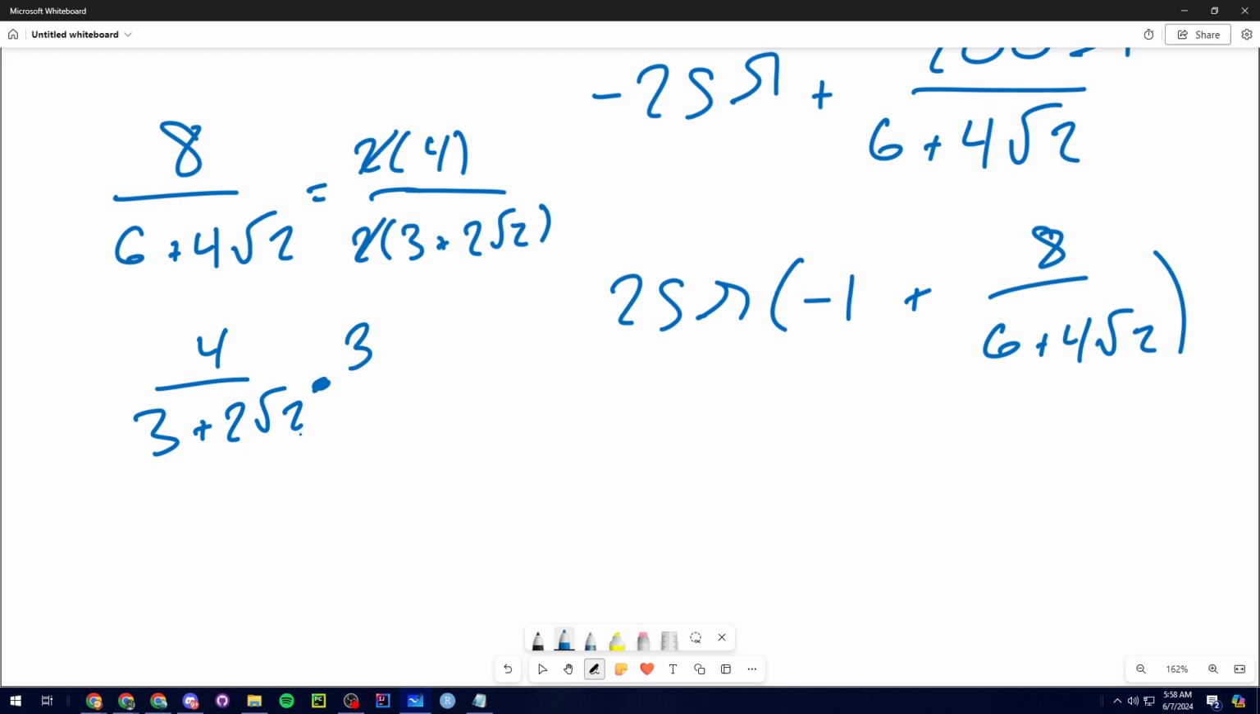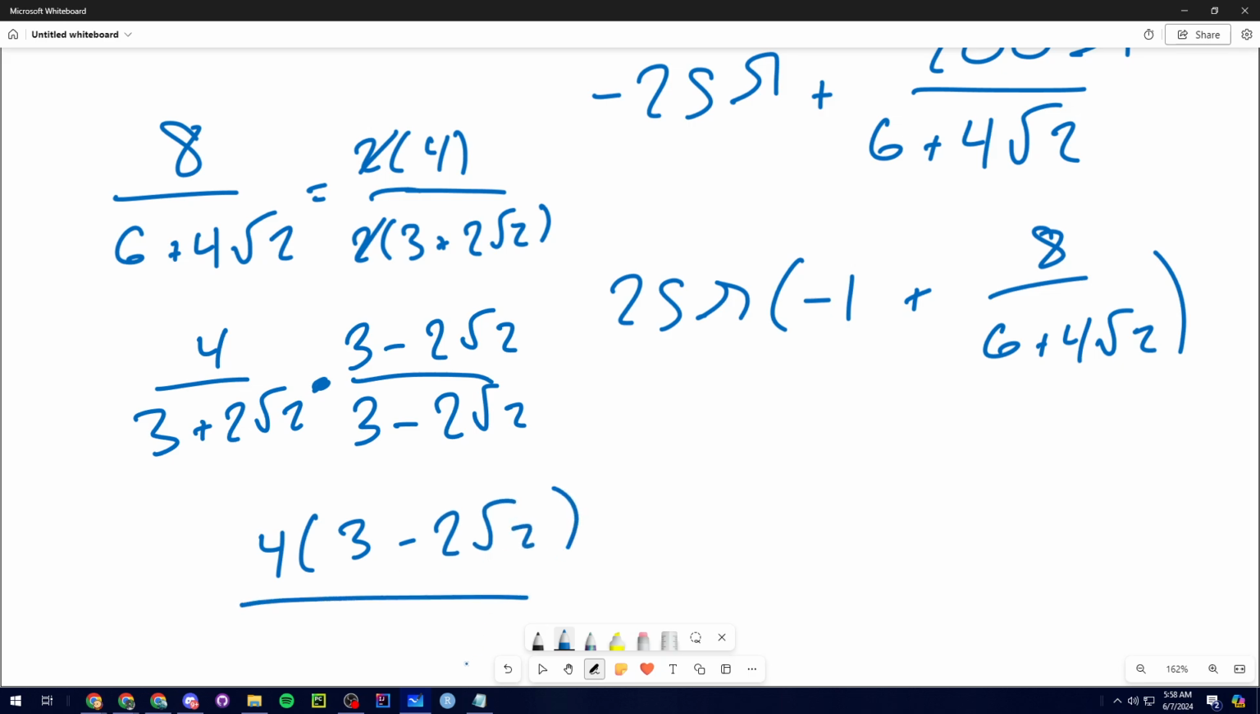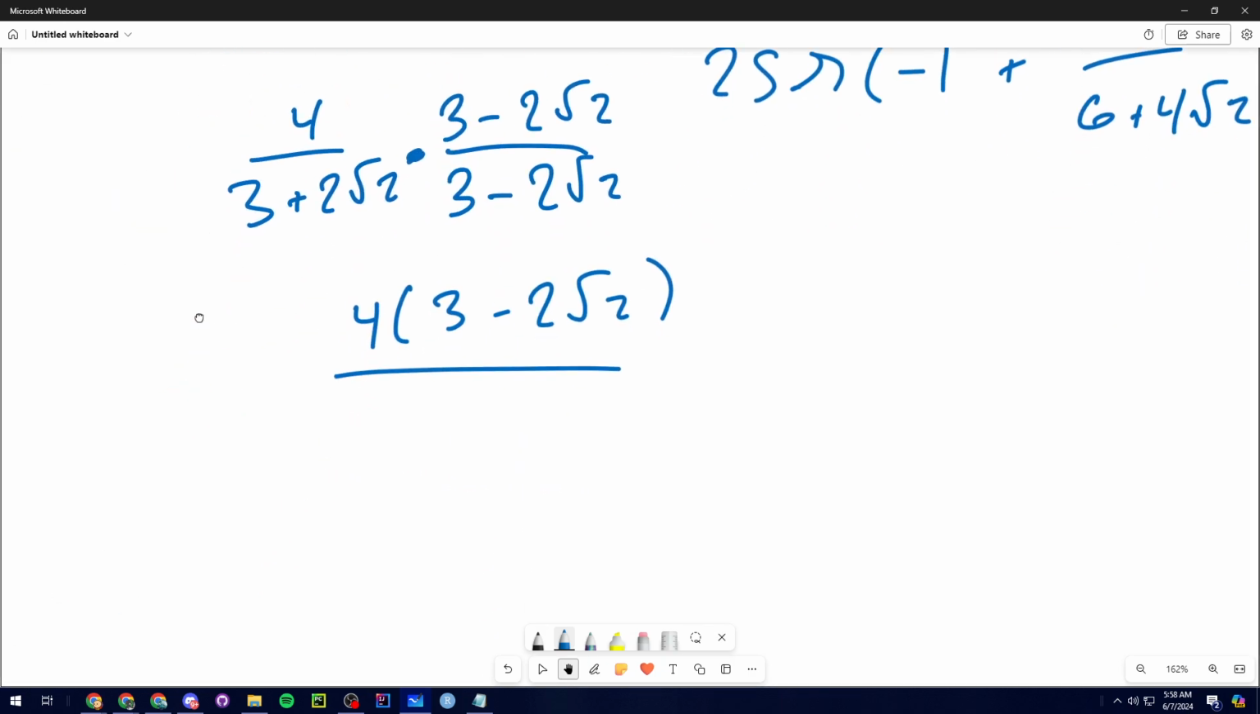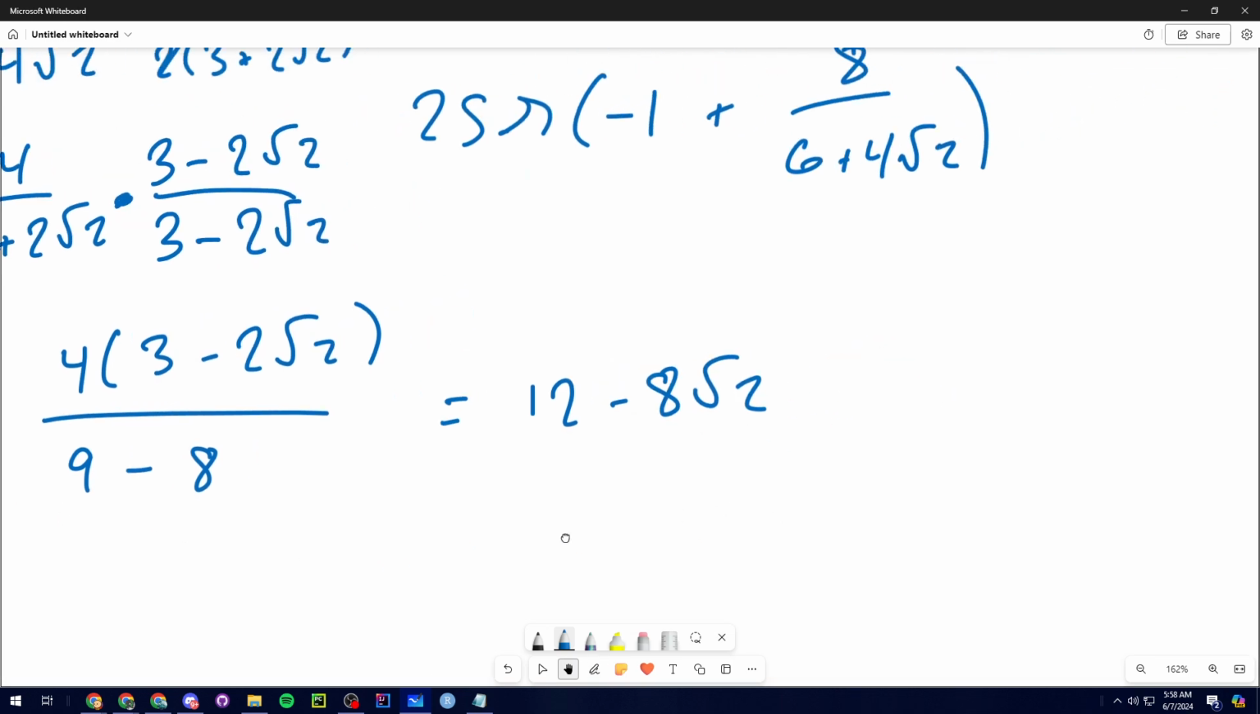If you don't know how to do it, I'm going to explain how to do it, right? To cancel out this radical in the bottom, you just do the conjugate, which is the same thing, but you put a minus in the middle. The reason this works is because of our good friend difference of squares. So you'll see that this just becomes 4 times 3 minus 2 root 2 over, and there's a really nice shortcut to this, which is just 9 minus 8. So this should just equal 12 minus 8 root 2, and then the bottom is 1.